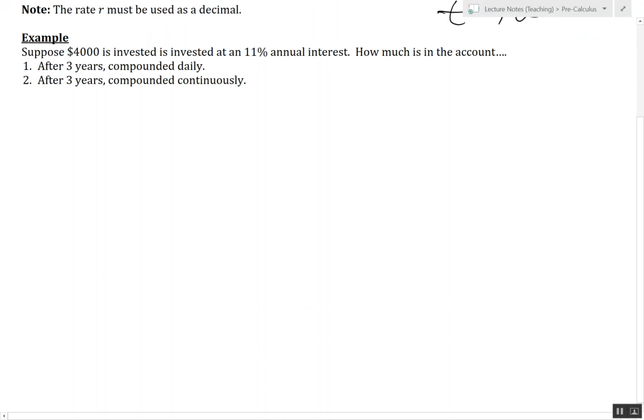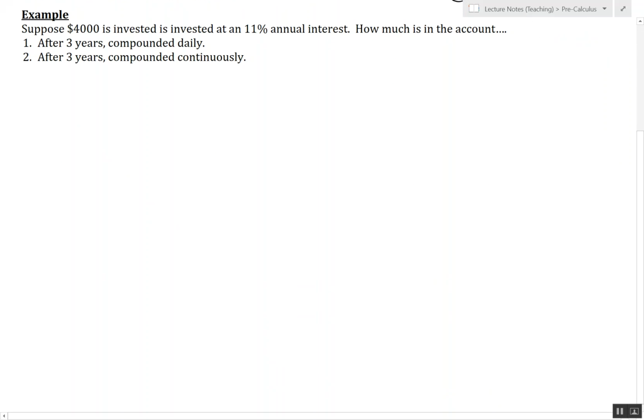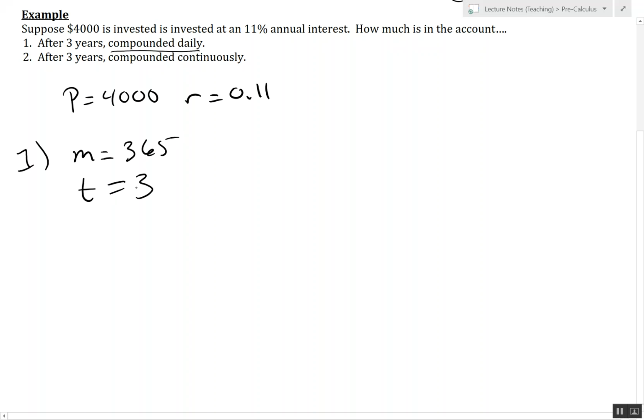So let's look at an example here. Suppose 4,000 is invested at 11%, so this is our previous example from the last video, but now we're going to compare after 3 years what happens compounded daily versus compounded continuously. So for both problems, we know that P equals 4,000, r again is 0.11, and now part A and B differ in a couple of respects. So if we're compounding daily, usually in these problems we're not thinking of leap years. We're really thinking of normal years. So this is going to be m equals 365, and so after 3 years, this will be t equals 3.